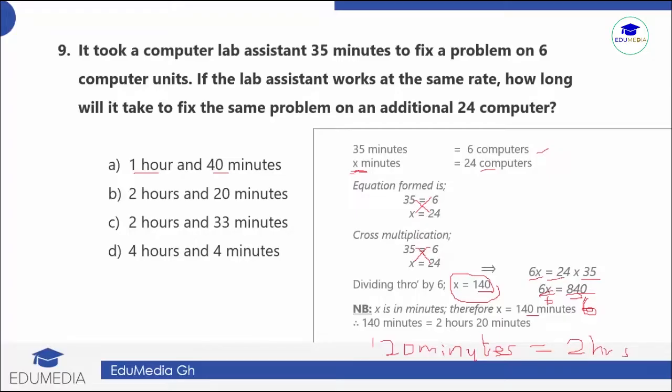All right, equals 2 hours, and then we are left with 20 minutes. So that is how we got the 2 hours 20 minutes. Okay, so that is how we do it. So you have to be careful here. When you get the 140, you might be confused and then you jump here.